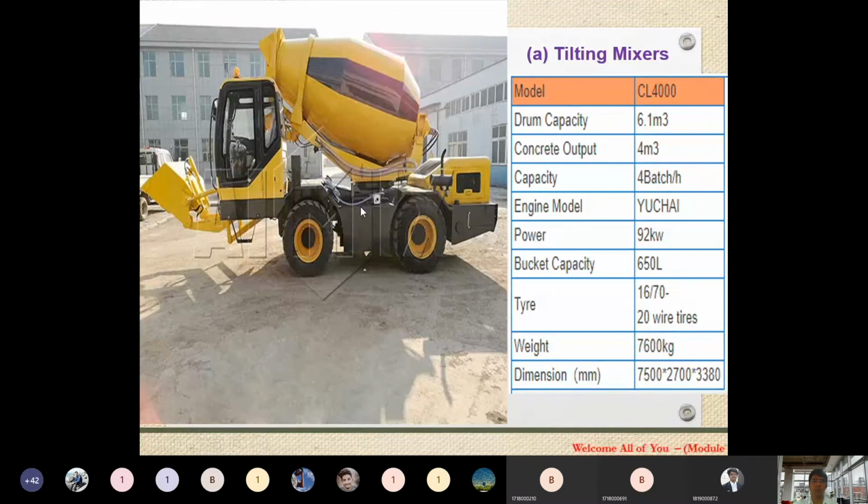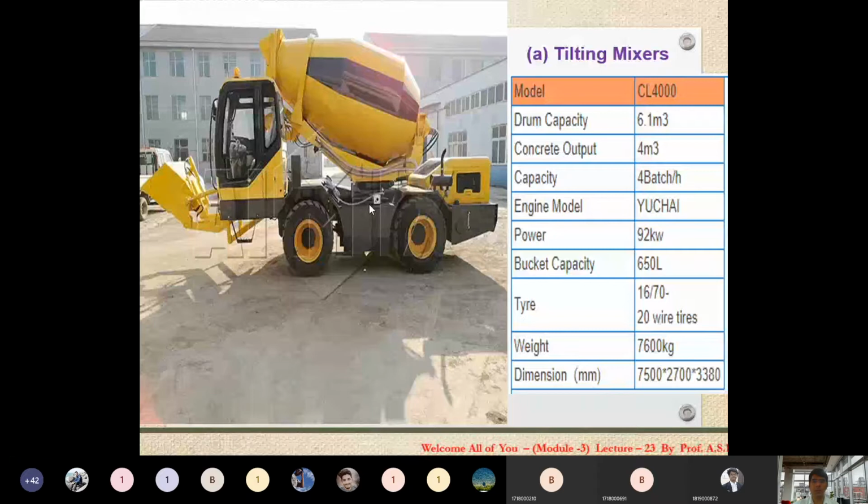If you see the technical specifications, this is a modern tilting type mixer which is mounted on a particular vehicle, so you can achieve speed in construction. This is mounted over the vehicle. This is a cabin where the operator is sitting. Then on this particular place we have to mount the mixer drum.